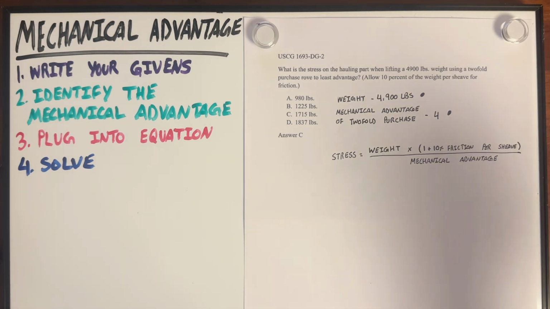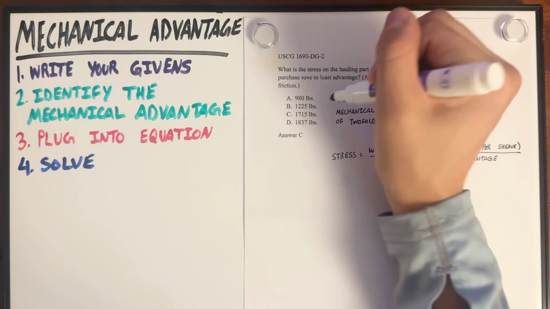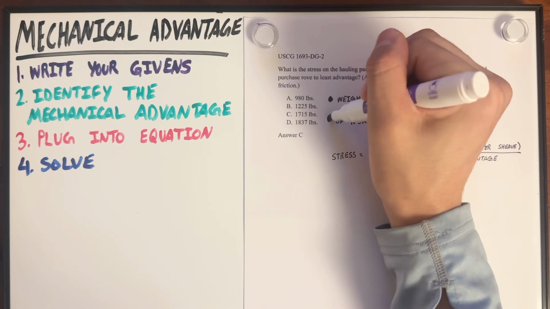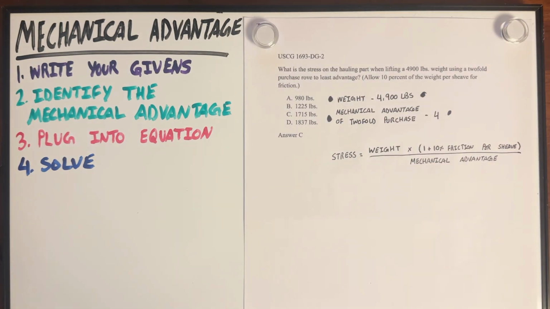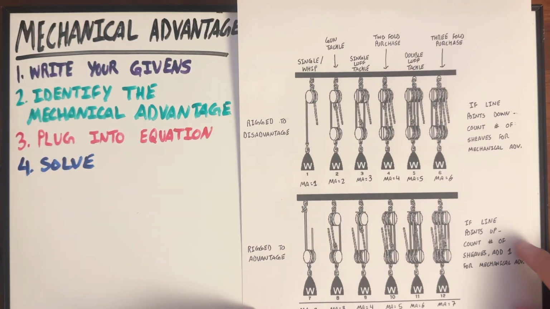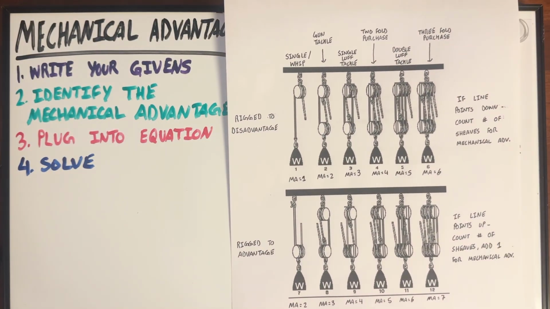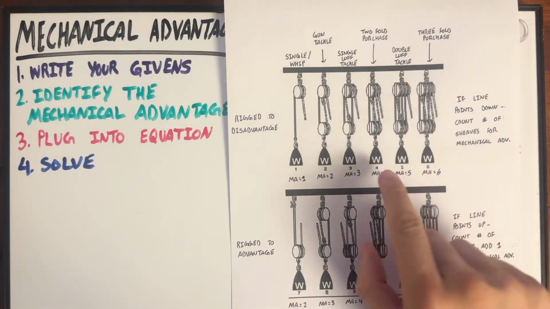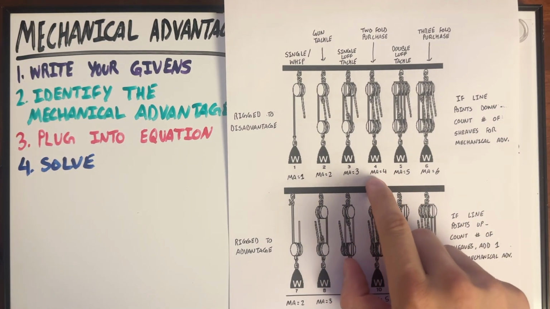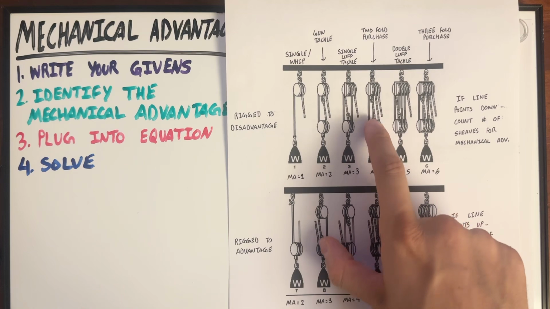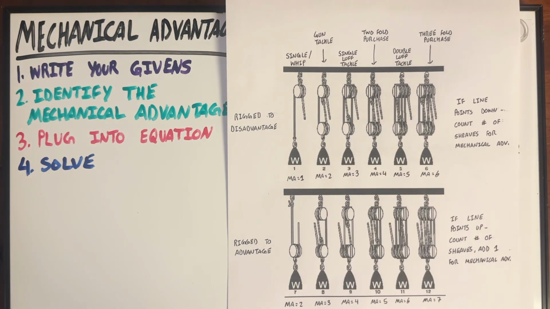So first things first is to write down your givens. We have a weight of 4,900 pounds, and we are using a twofold purchase, which has a mechanical advantage of 4. And the way I know that is because when looking at this chart, which I already have all the information filled out, a twofold purchase is number 4 here. 2 sheaves with rig to disadvantage, which is given in the problem.